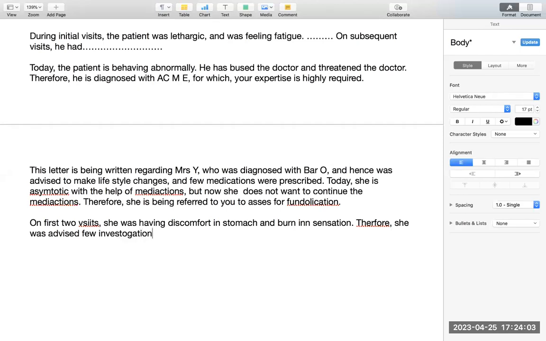Write this much only, such as this, and this. That is the only thing you have to write. On first two visits, only the main symptoms. Therefore, she was advised to undergo few investigations. On third visit, simple, I'm telling you, this is simple. On third visit, her endoscopy revealed esophagitis, and this, the second thing. She was diagnosed with Barrett's esophagus. So this is the main thing that you will write, Barrett's esophagus.